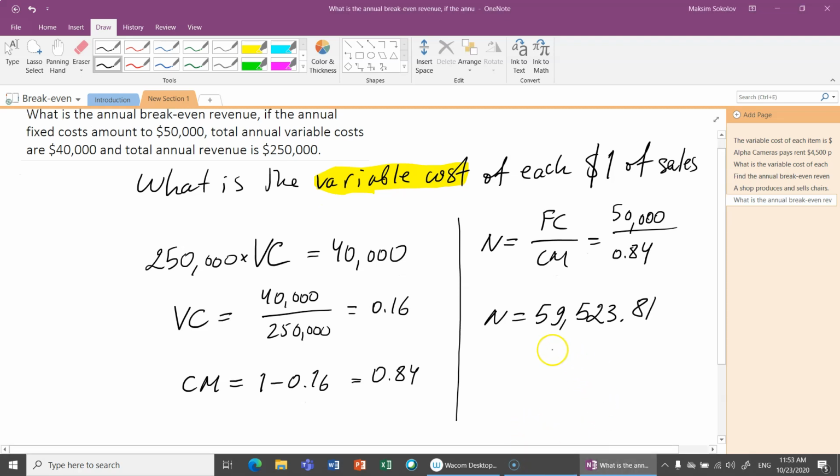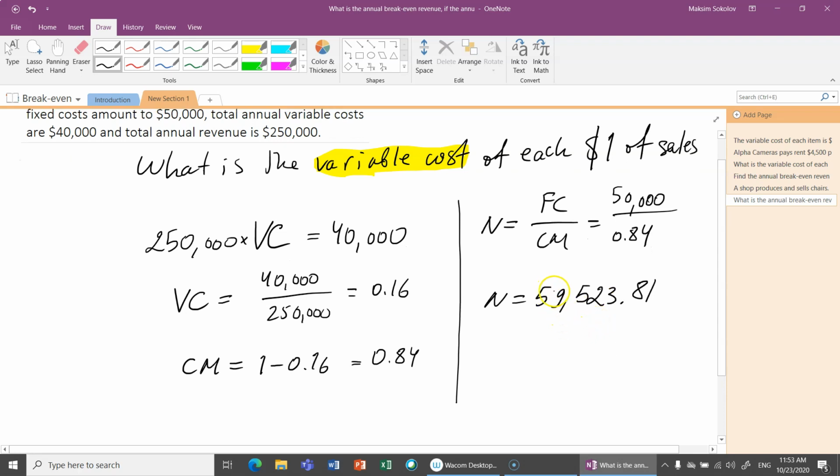To understand this answer a little bit deeper, think about it. This is the break-even number of dollars for this business. After this number of dollars has been sold, the business will start making money, start making that net income. So the total revenue is $250,000. It means that that's how many dollars that business sold. Let's see how many dollars are left to sell in order to make that net income.